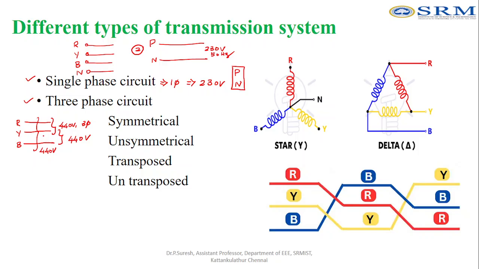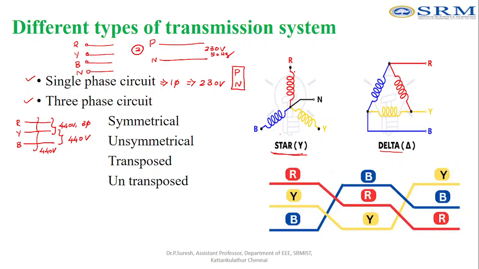Mostly for the transmission system, we use a 3-phase circuit. For distribution purposes, we can go for either a single phase circuit or a 3-phase circuit, right? And also we can have a classification of the 3-phase circuit: a star connected system and a delta connected system. As we know, this is the star connected system.